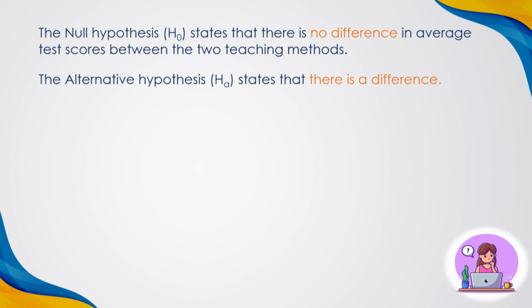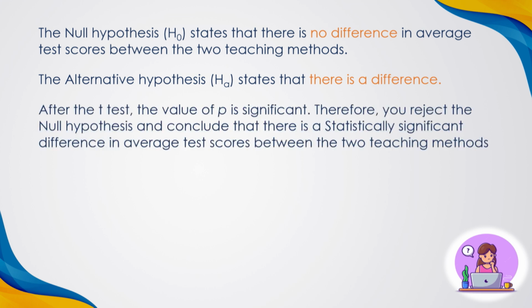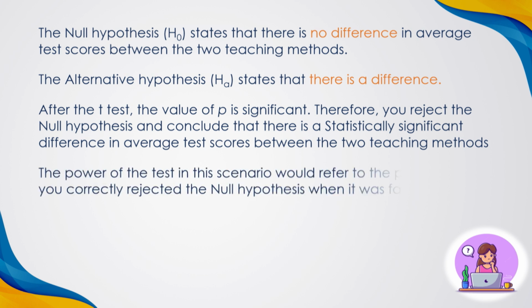For this problem, the null hypothesis is there is no significant difference in the average test score between the two teaching methods. The alternative hypothesis, HA or H1, states that there is a difference. After the t-test, the value of p is significant, therefore you reject the null hypothesis and conclude that there is a statistically significant difference in average test scores between the two teaching methods.